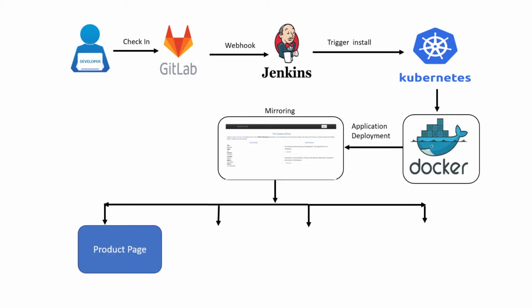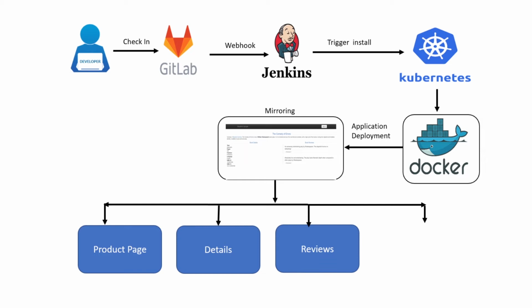Product page. The product page microservice calls the details and reviews microservices to populate the page. Details. The details microservice contains book information. Reviews. The reviews microservice contains book reviews. It also calls the rating microservice. Ratings. The rating microservice contains book ranking information that accompanies a book review.